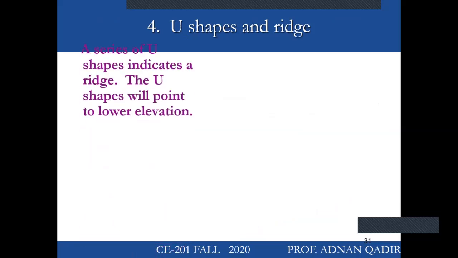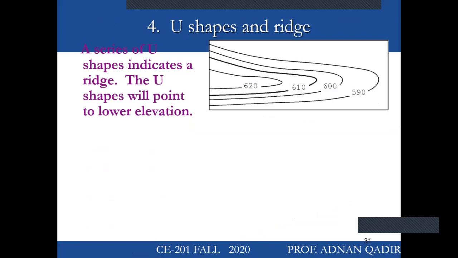We say U shape. Now this indicates a ridge. As you see, as you go from left to right, it is decreasing. So this is the highest point. So you say this is U point. If the U point shows lower elevation, then it's a ridge.